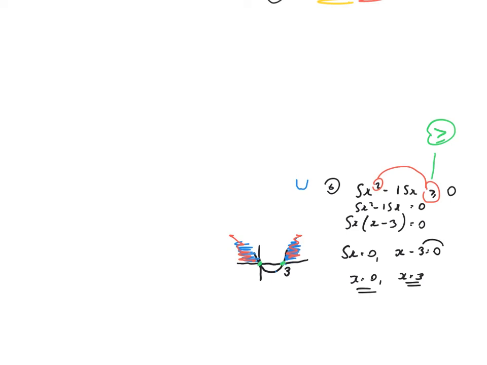So where does this occur? At and before 0, x is less than or equal to 0, and at and after 3, x is greater than or equal to 3. Okay, let's try one more. We're going to solve 2x squared minus 5x minus 3 is less than 0.